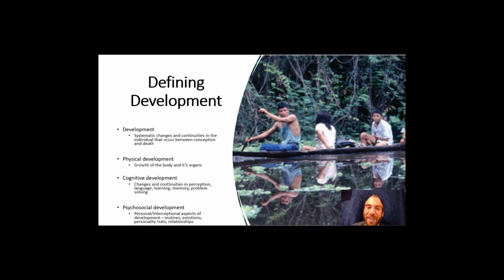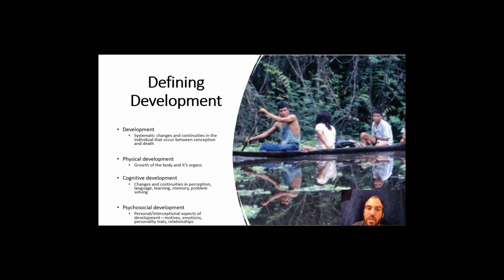To begin with, development is the systematic changes and continuities in the individual that occur between conception and death. We're going to look at three types of development throughout this entire course: physical development, cognitive development, and psychosocial development. I should say that this book will be presented in chronological order, so each chapter will be a different life phase.